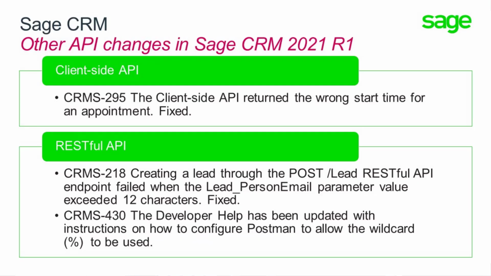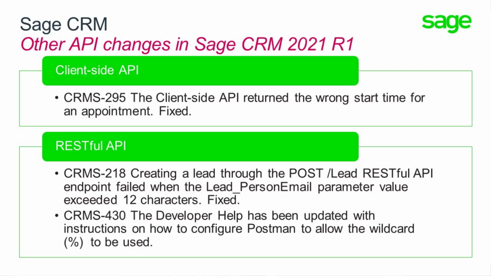There are other API changes in Sage CRM 2021 R1. We fixed a number of customer bugs. Each of these is documented within the release notes, and you can see that the reference is prefixed with CRMS and then the different codes, and those would have been fed back to the customer and the reporting person. So CRMS 295, and that's when the client-side API was returning the wrong start time for an appointment.